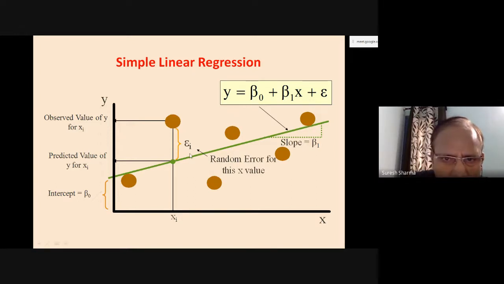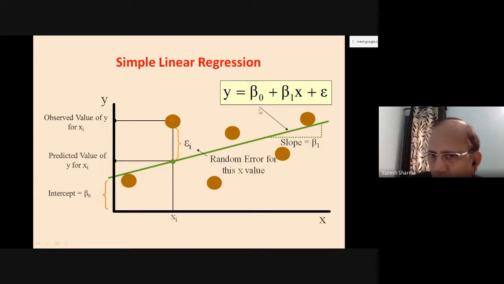If you're drawing this line, which is based on your regression line, this green line is called the regression line. Wherever it crosses the y-axis, this is crossing the y-axis at this point, you measure the distance from origin to this point. This distance is called the intercept, beta naught.